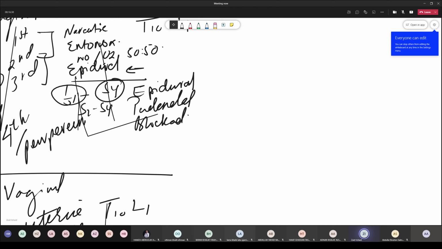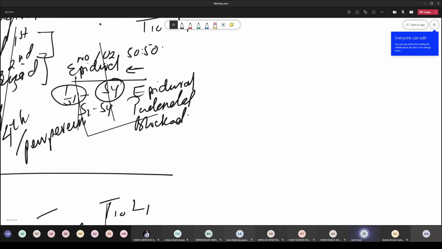If it's cesarean, there are 3 pains. There's uterine, there is vaginal, and there is abdominal wall. So around T9.